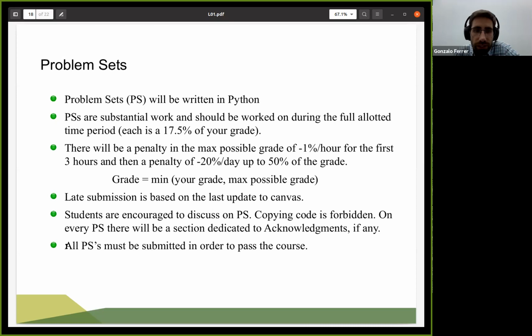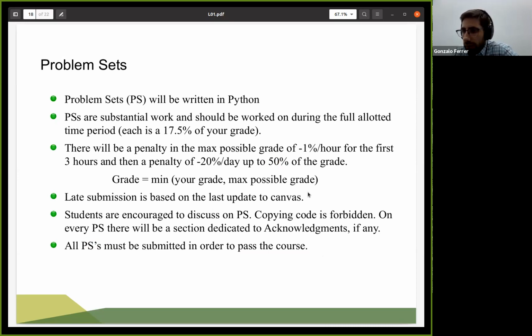And this is the condition that I was saying. All problem sets must be submitted, right? So you need to submit something. If not, you will fail. You will not pass the course. So it's not complicated. Remember that you need 50%, but still you need to submit all problem sets.